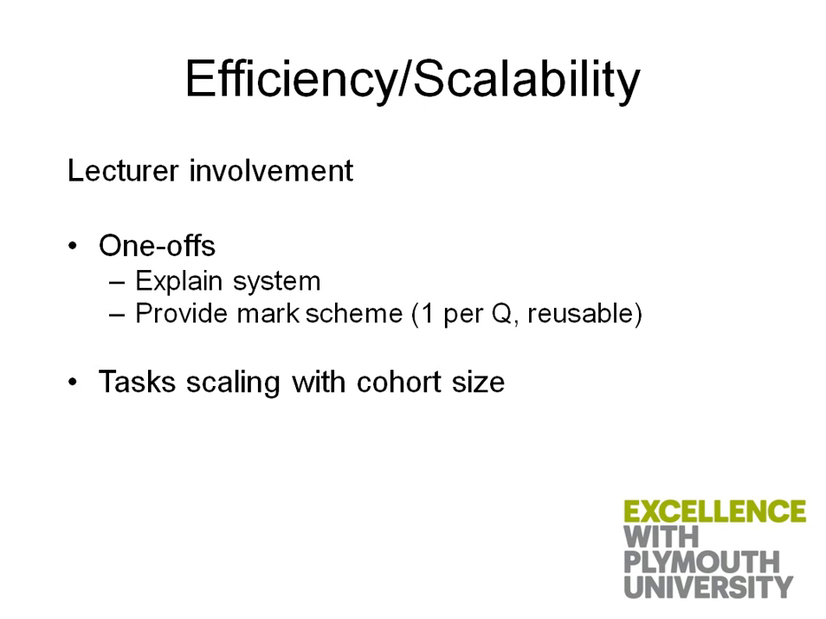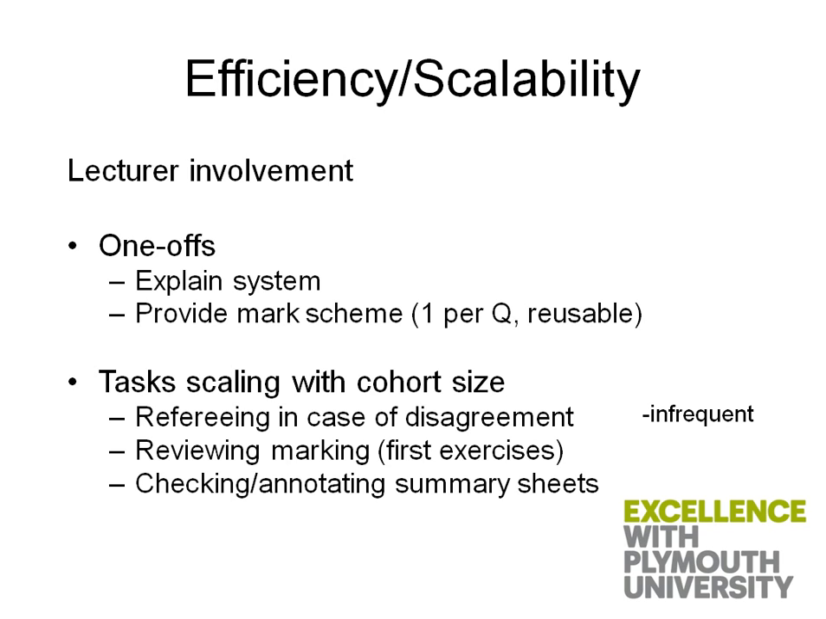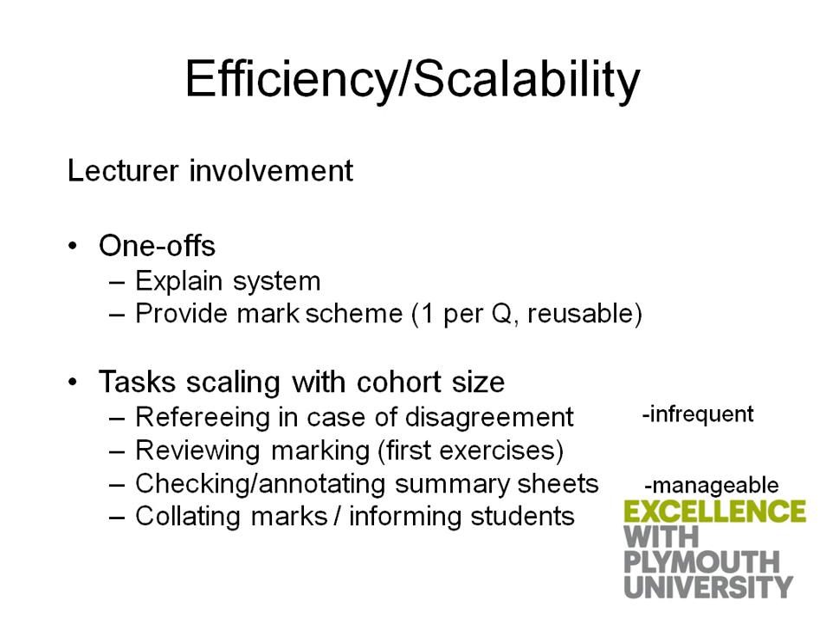Several tasks scale with the size of the cohort. So I guess refereeing in case of disagreement would be one of those, although this is very infrequent in my experience. I review the marking of the first few exercises, just to make sure that the students are doing what I think they should be. For every one of these exercises, I do check and annotate the students' summary sheets. And also I obviously have to collate the marks and tell the students how they're doing. But these three aspects are all fairly manageable.